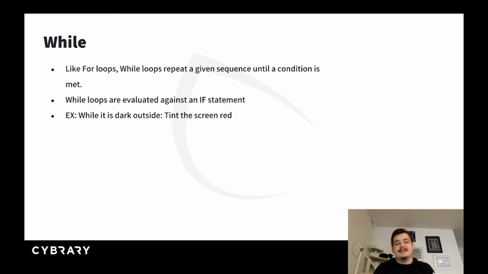So remember from the last lesson that for loops repeat a given sequence until a condition is met. While loops do the exact same thing. The distinction that really is most important is that while loops just evaluate some ongoing phenomenon, some ongoing condition. It can be used the same way as a for loop, but often it's used for other purposes. An example here is, while it is dark outside, tint the computer screen red. If that's confusing to you, there are a lot of applications that do that because it's better for your eyesight, and if you're someone like me who spends all day staring at a computer screen, you're going to take every little bit you can get.